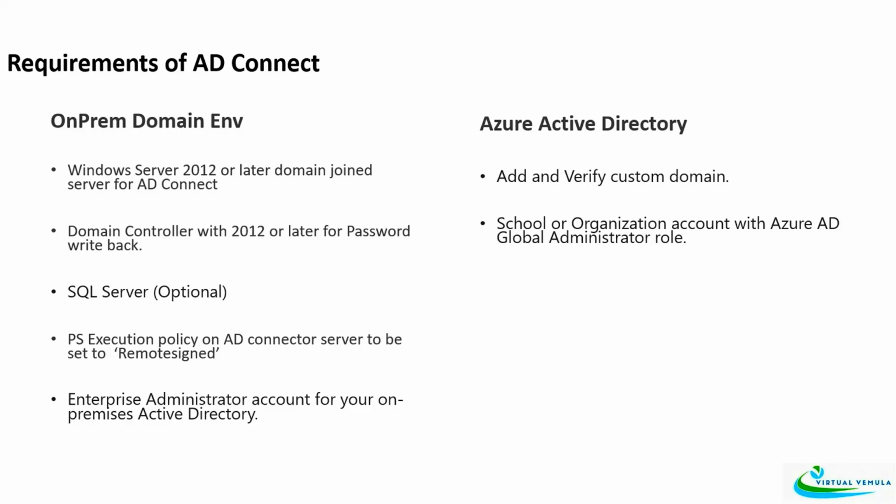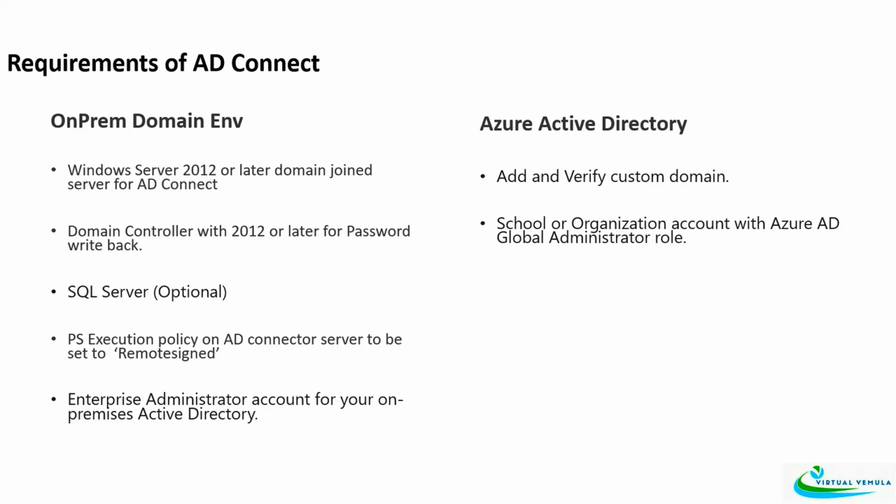Then what are the requirements for AD Connect when it comes to Azure Active Directory? You need to have a custom domain added. And if you haven't seen my earlier videos, I would request you to go and see how we add and verify a custom domain. The domain name should exactly match whatever you have on premises. For example, if your on-premises domain is xyz.com, the same domain should be added as a custom domain on Azure AD.